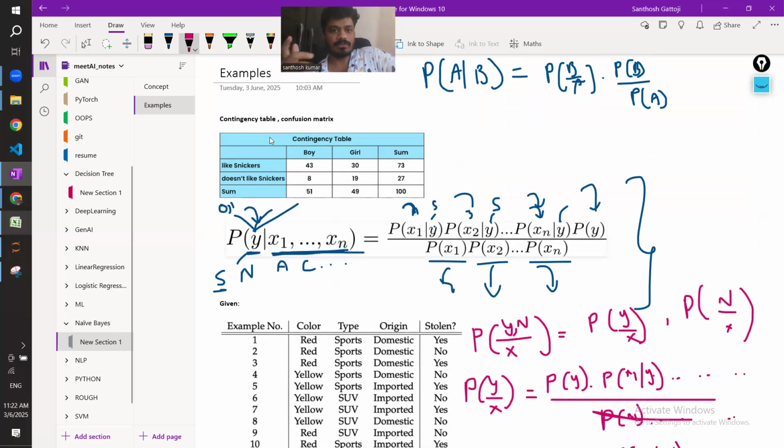Very simple concept. It's just creating a table in such a way. For example, you have boy and girl: how many eat sneakers, and how many don't eat sneakers? So you calculate. It's the same like the confusion matrix, with actual and prediction, those values TP, TN, FP, FN. The confusion matrix is a type of contingency table.